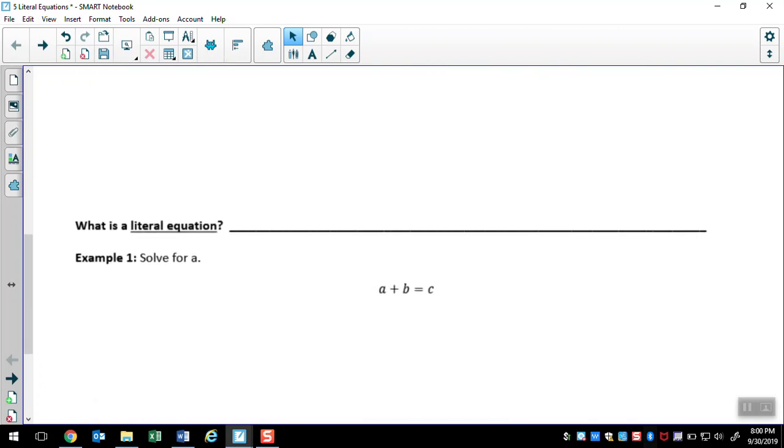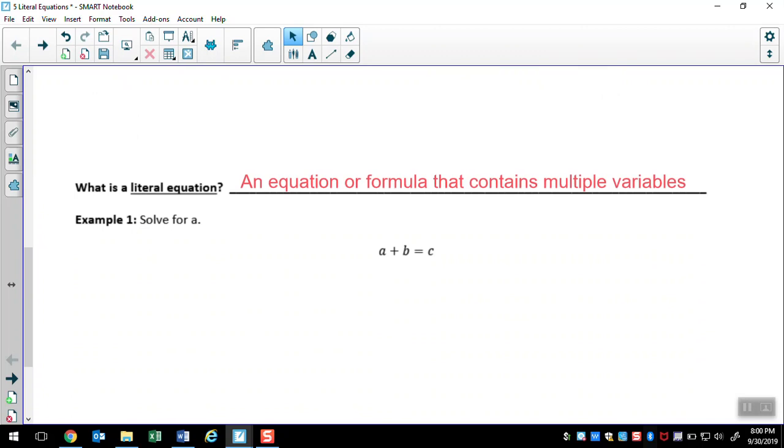Alright, so what exactly is a literal equation? A literal equation is an equation or formula that contains multiple variables. So now we're going to deal with just variables. The process that we use to move variables around is the same process we use for solving any regular equation. So up here they want us to solve for A. That means they want us to isolate A. So there's the one that I need to isolate.